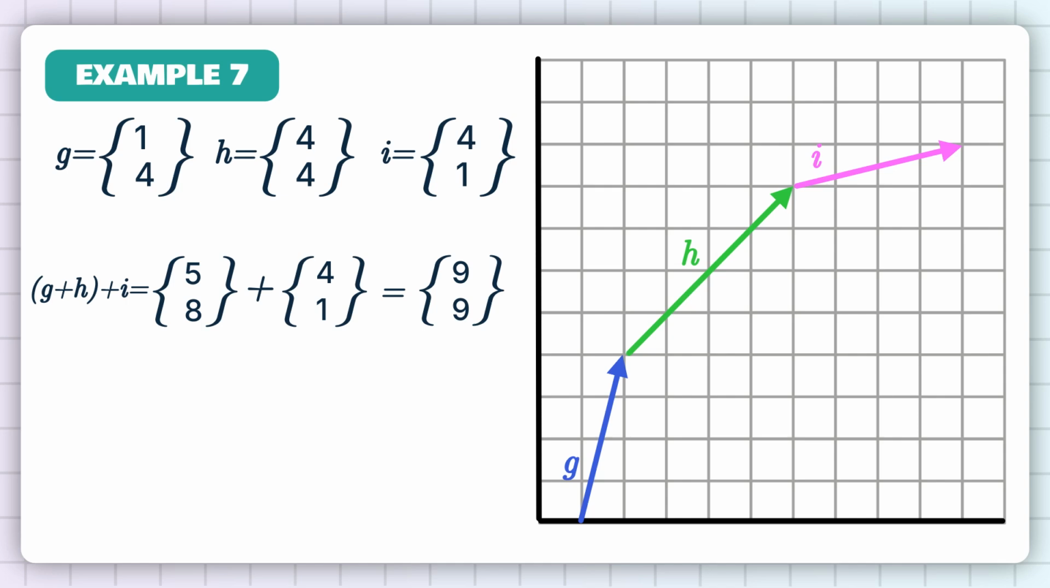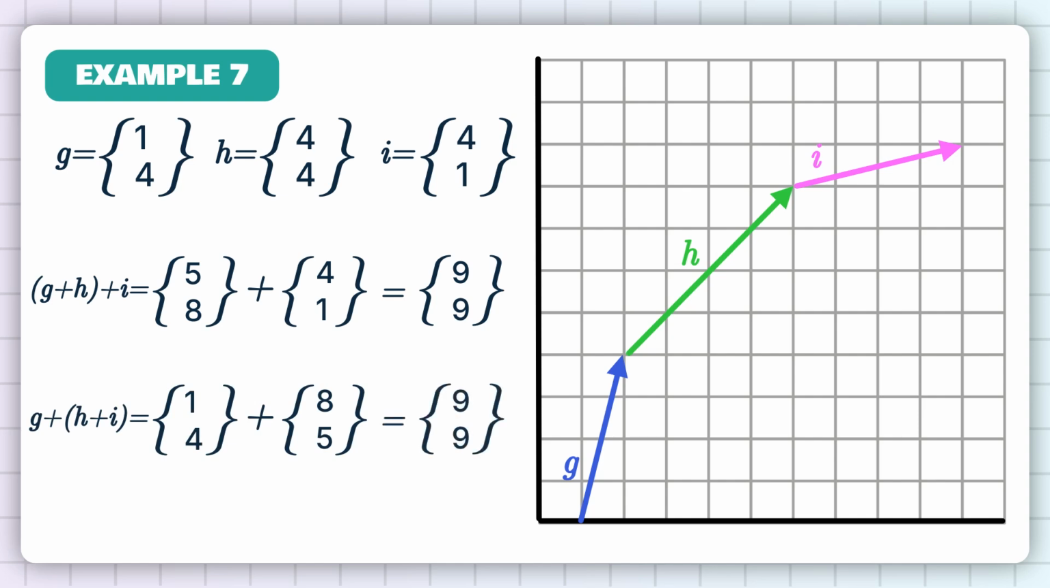Next, let's add h and i, then add g. This would give us (1, 4) plus (8, 5), which results in (9, 9). Both methods give the same result of (9, 9), demonstrating the associative property. These examples show how to perform vector addition and subtraction and highlight the commutative and associative properties of vector addition.